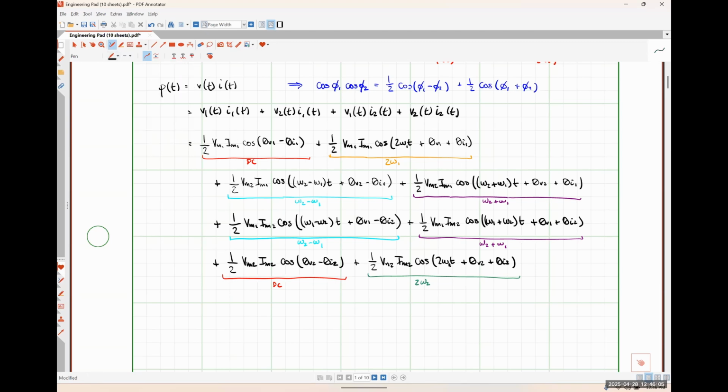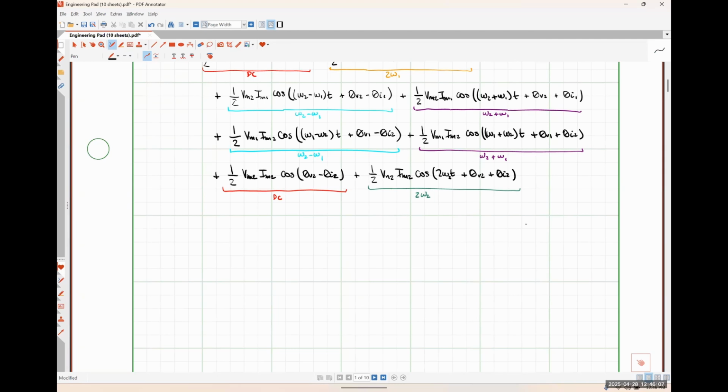So from this, we can see that our average power is just the terms 1/2 Vm1 Im1 cosine (theta V1 minus theta I1), plus 1/2 Vm2 Im2 cosine (theta V2 minus theta I2).